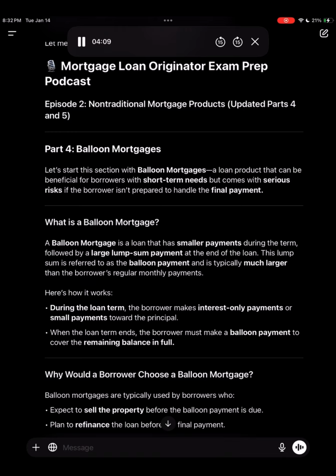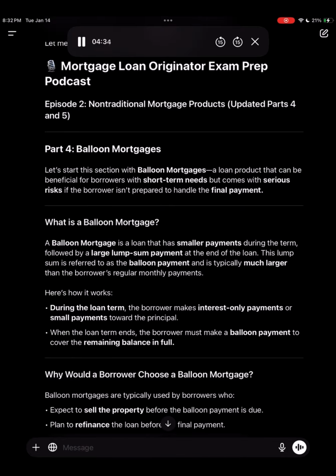This lump sum is referred to as the balloon payment and is typically much larger than the borrower's regular monthly payments. Here's how it works. During the loan term, the borrower makes interest-only payments or small payments toward the principal. When the loan term ends, the borrower must make a balloon payment to cover the remaining balance in full.